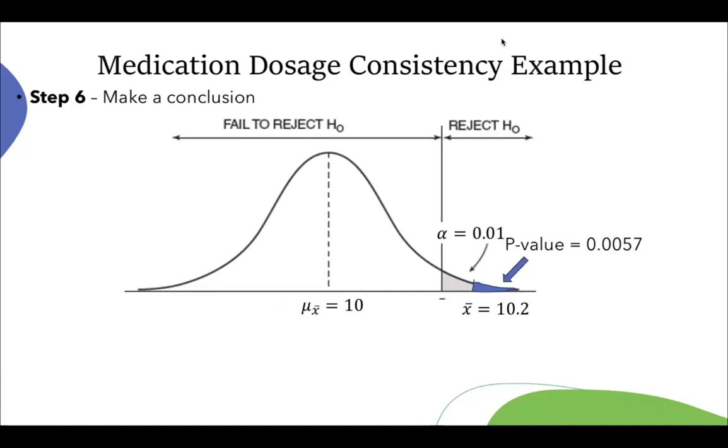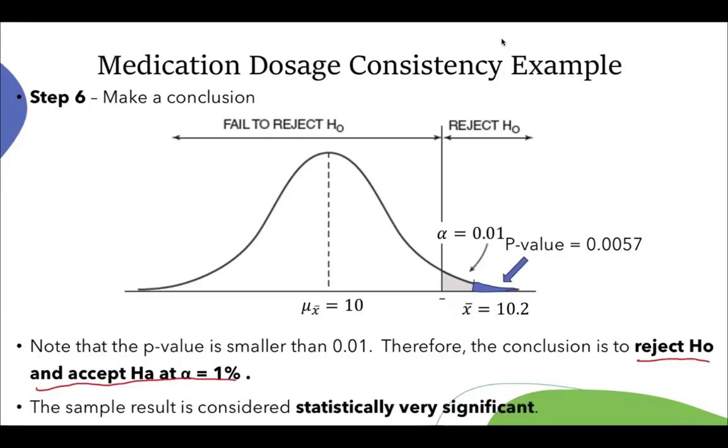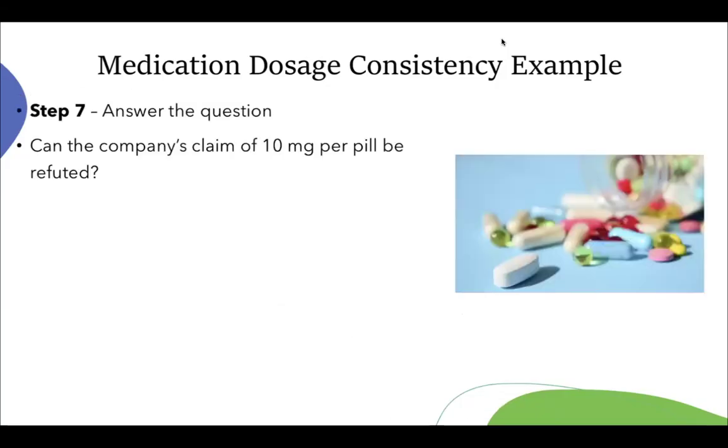Okay, we make our conclusion now. Formally, we state that we reject the null hypothesis and accept the alternative hypothesis at 1%. So this is the formal conclusion. Now, we always want to answer a final question because it actually puts meaning to the problem. What does it mean to reject the null hypothesis and accept the alternative hypothesis? Who's correct? The pill manufacturer claimed it was 10, and then the manager believed it was more than 10.